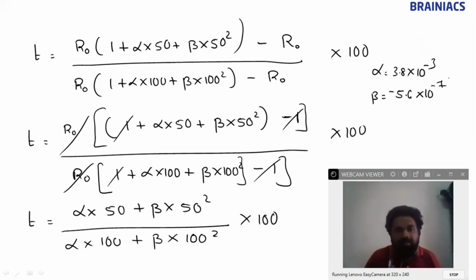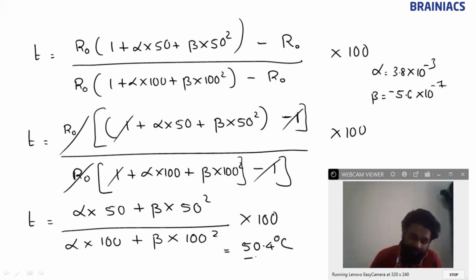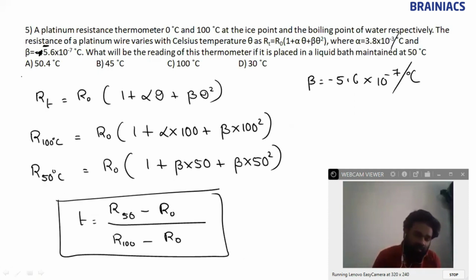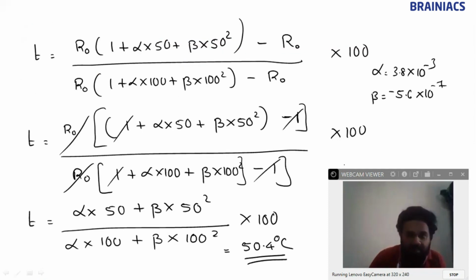So if we make those substitutions, again we will have to make the 10 raised to values equal, take it outside, cancel them. Then some calculations will be involved, and the answer is going to be 50.4 degrees Celsius. That is the correct answer for this question. 50.4, option A should come. Okay, so see this calculation and verify the answer.